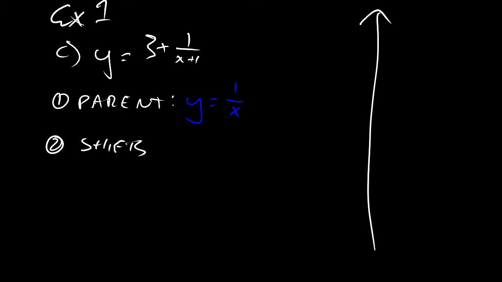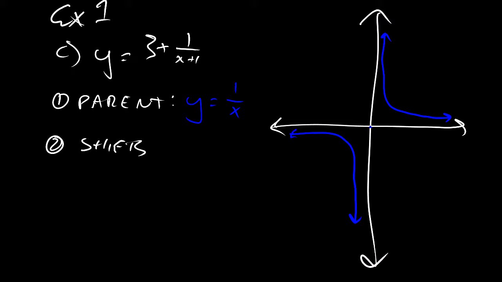And what do we know our parent graph looks like? Well, we have that weird kind of center point at 0, 0. It doesn't ever touch 0 because you can't have 1 over 0. No bueno. So our graph kind of comes down, shoots off to the right, comes in from the left, shoots down. So that's what our parent graph looks like. That's what we know our new graph is going to look like. It's just going to be shifted.